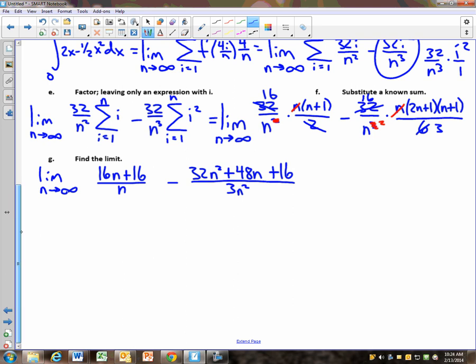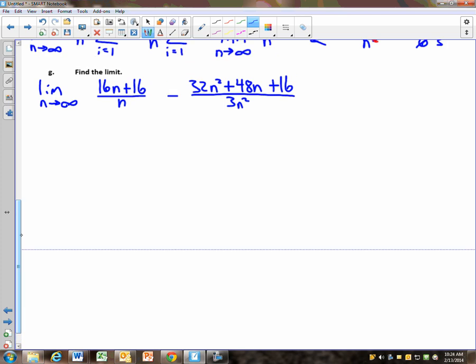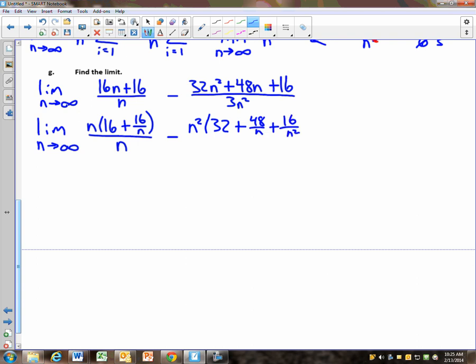So calculus says that we can evaluate the limit, we can have subtraction, it's okay. All we do is deal with this one, and then do that one. We don't have to combine the fractions. So let's just do them separately. All right, so what do you want to take out of the top? n. And you get 16 plus 16 over n, and on the bottom you have n. Minus 32 n squared plus 48n plus 16, all over n squared times 3.